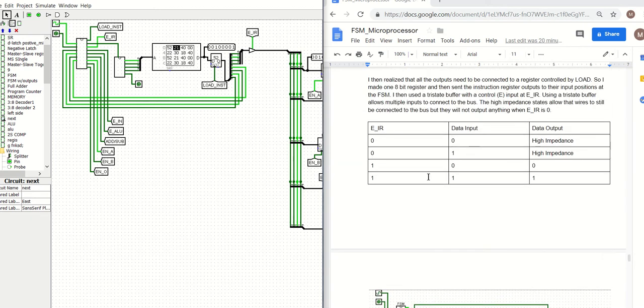The tri-state buffer is useful because instead of just a gate, the gate would have to read something out, either zeros or either a low or a high output. But with the tri-state buffer, we can actually write multiple things into the bus, because when it's enabled, it will allow the data to be written into the bus. When it's not enabled, it won't output anything into the bus due to high impedance.